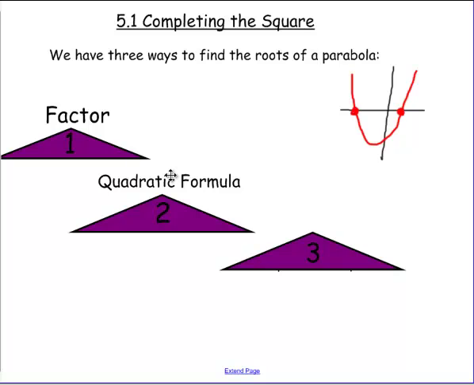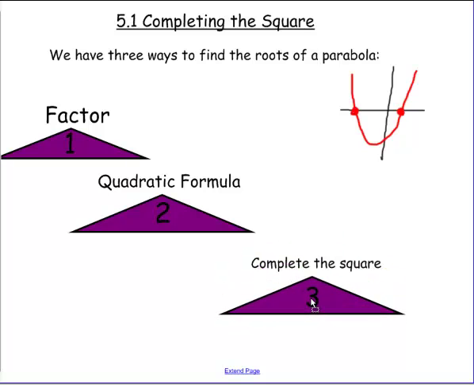And there's a third way. It's actually quicker than the quadratic formula, but you have to be very good at basic math skills, like taking half of numbers. And that's what you're learning today. It's called completing the square.